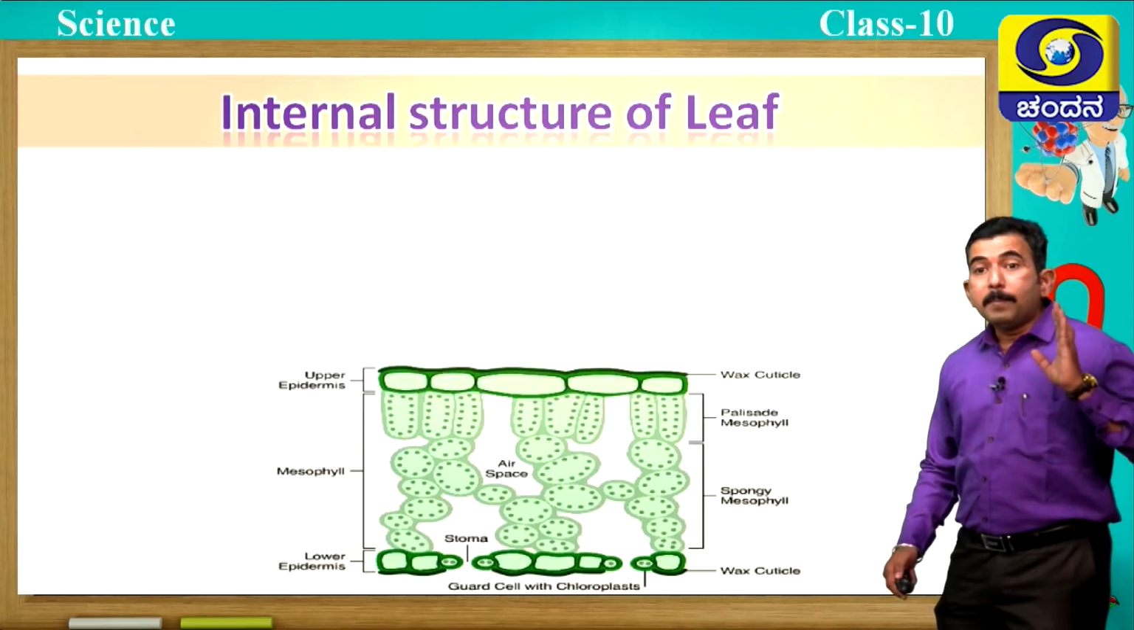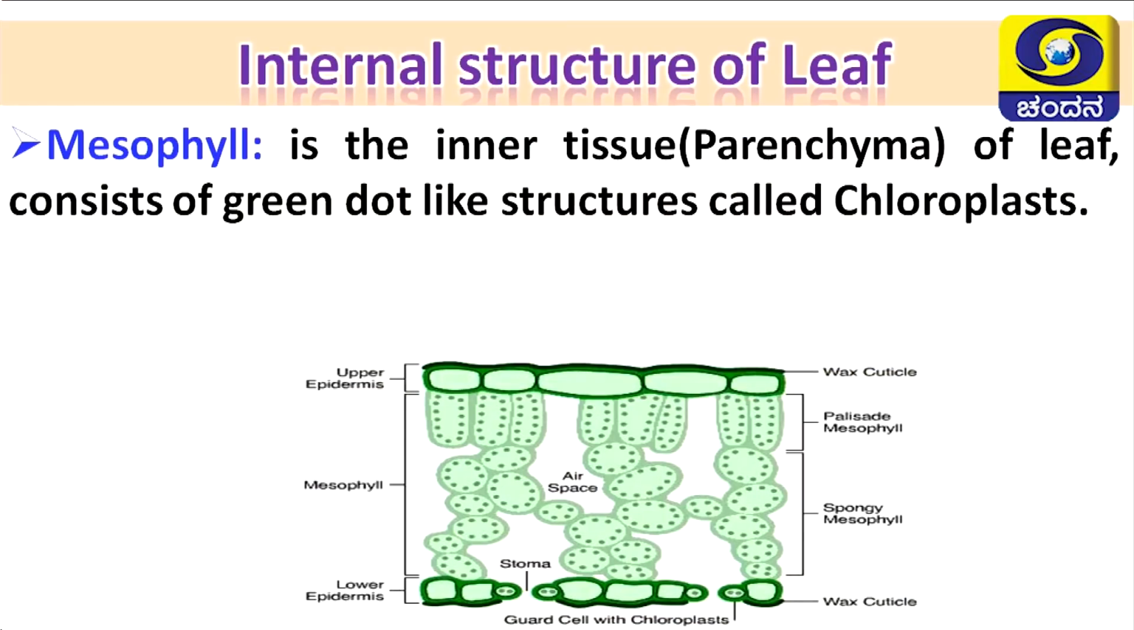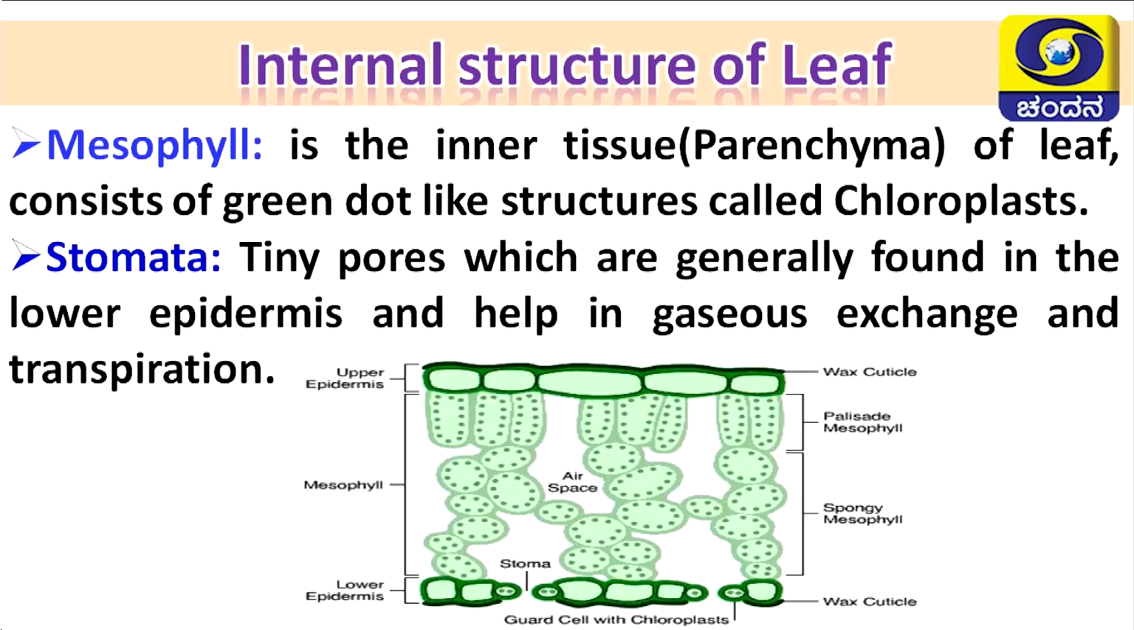Next is the mesophyll cells. These mesophyll cells are the parenchyma tissue of leaf, consisting of green dot-like structures called chloroplasts. And these chloroplasts are the site of photosynthesis. These mesophyll cells are also called photosynthetic cells. Next one is the stomata. These are the tiny pores which are generally found in the lower epidermis and help in gaseous exchange and transpiration process.